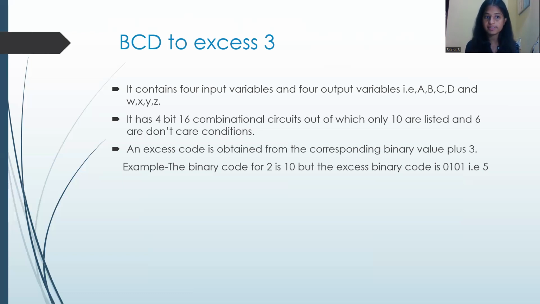ABCD and WXYZ. It has 4 bits, so 16 combinations are possible, but only 10 will be listed and the 6 others are don't care conditions. An XS3 code is obtained from the corresponding binary value plus 3. For example, the binary code for 2 is 0010, but the XS3 code for 2 is 0101, which is 5. So we have added 2 plus 3, which is 5, and therefore the binary code for 5 is 0101.